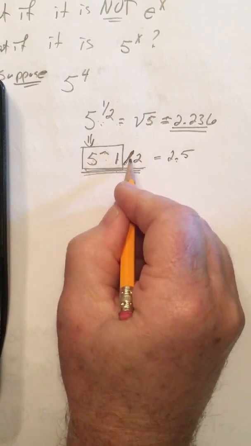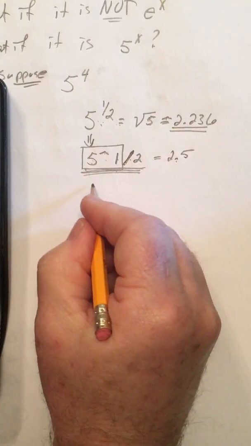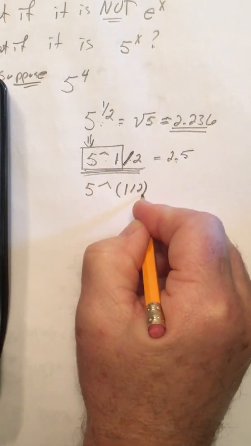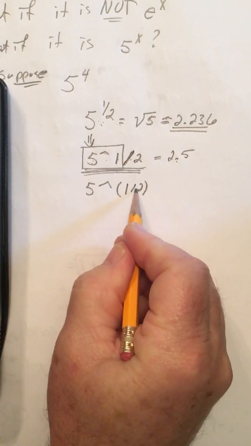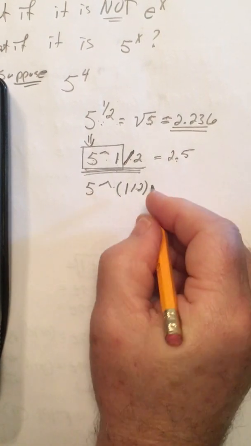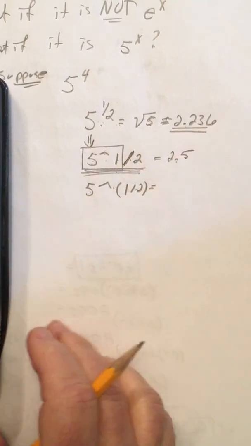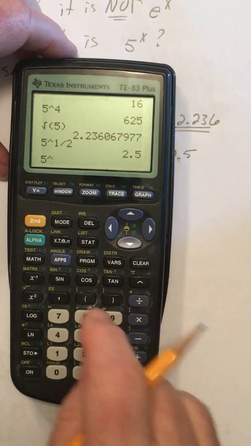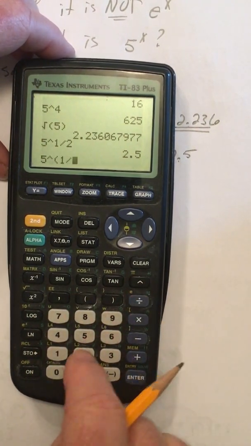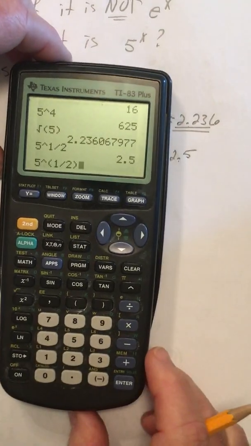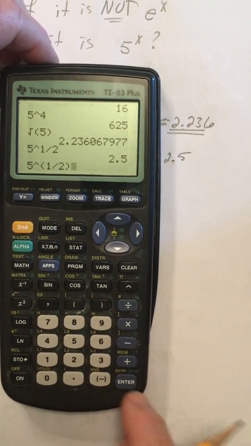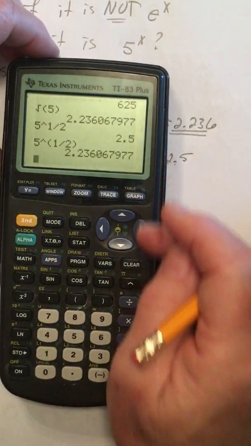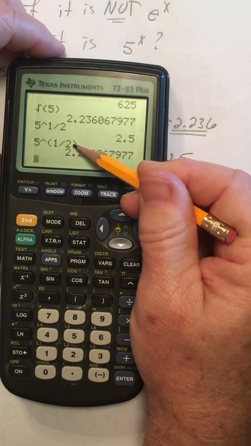If you want 5 raised to the 1/2 power, what you need to insert is 5 raised to the power, parenthesis 1 divided by 2. Then it's going to do this first and then raise 5 to the 1/2 power. This should give us the 2.236. Let's see if that works out. 5 raised to the power, open parenthesis, 1 divided by 2. And let's see if that gives us our value, 2.236. There it is.